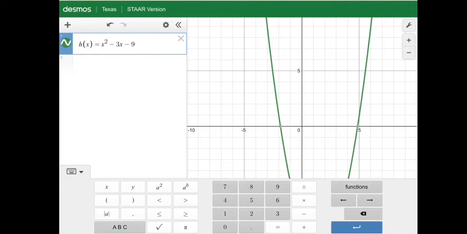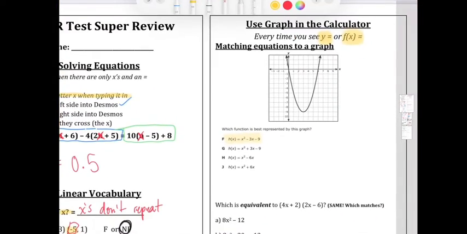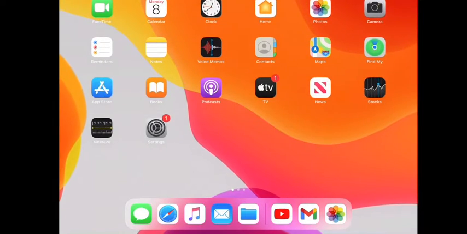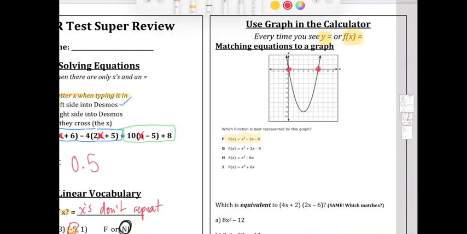You can click the little home button on Desmos in that right corner, and that takes it back to the regular middle view. I'm going to zoom out a little bit. What I notice about my original graph is that it touches the x-axis at the origin, that's (0, 0), but it also touches it at (6, 0). If I look at this graph, it does not touch at the origin, and it does not touch at (6, 0). So therefore, the correct answer is not F.